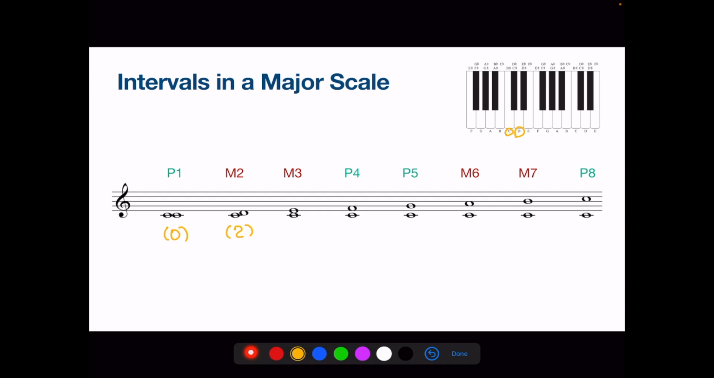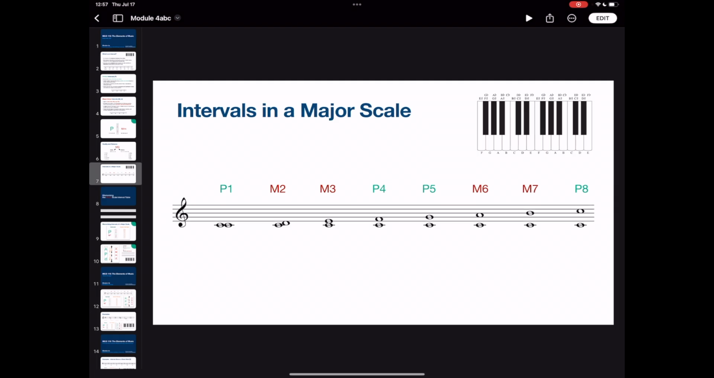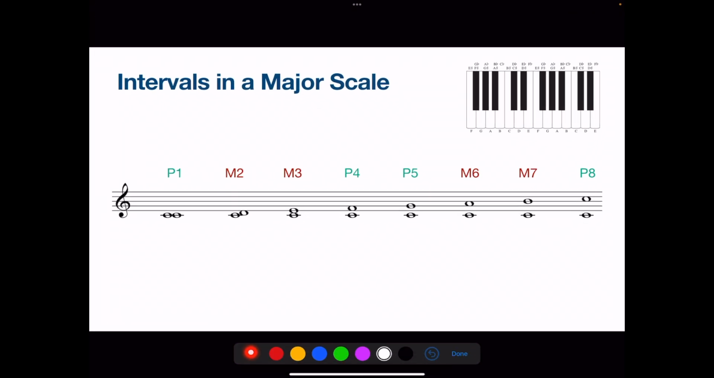What about a major third, C to E? A major third is going to be, sorry, I think it just deleted everything. Let me rewrite it. 0, 2. A major third is going to be from C to E. So if you count the half steps in between from C to C sharp, it's 1, and then 2, 3, 4. This is going to be 4 half steps.